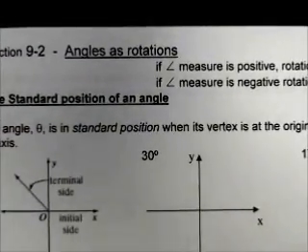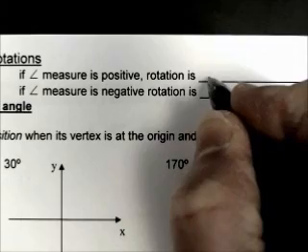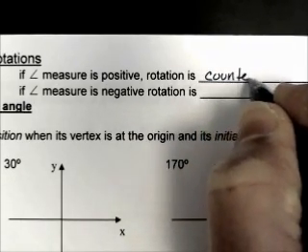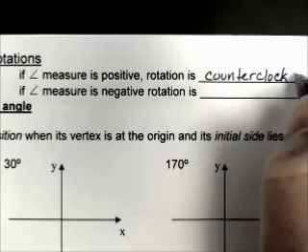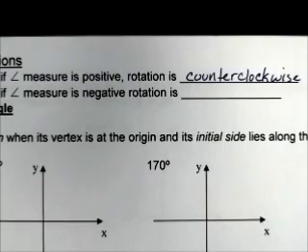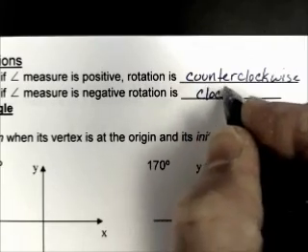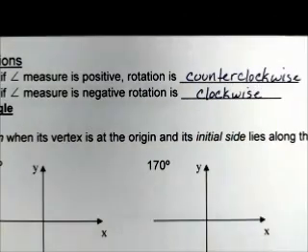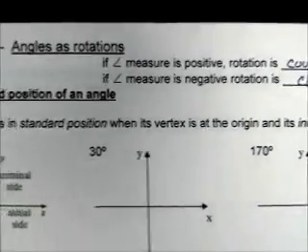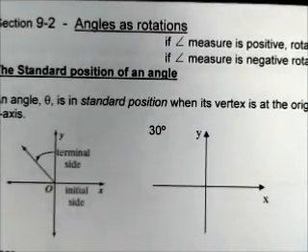So before we begin, first, if an angle measure is positive, the rotation direction is counterclockwise. If an angle measure is negative, the rotation is clockwise. So an angle theta is in standard position when its vertex is at the origin and its initial side lies along the positive portion of the x-axis.